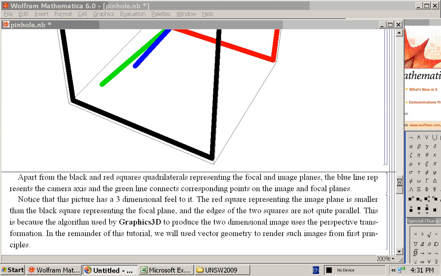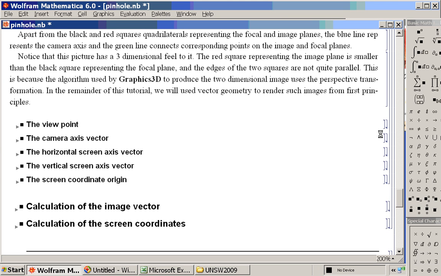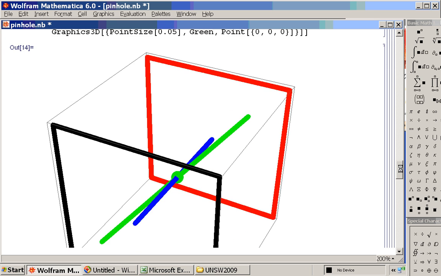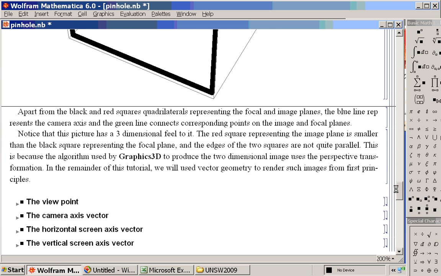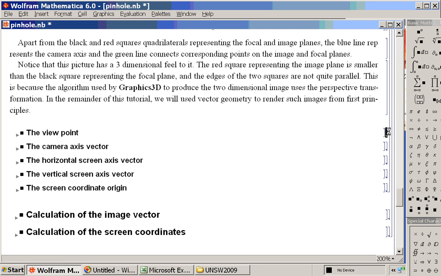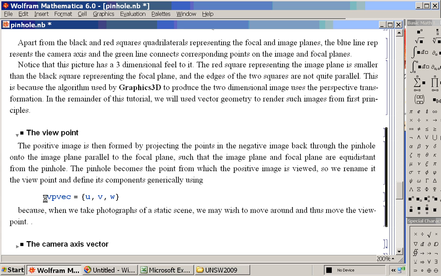Okay, so now we're back again, and we want to continue the story. Well, this pinhole is actually the place from which we view the image, or the positive image, so we're going to call that the viewpoint. I'm going to open that. And we're going to call that the viewpoint vector, and we're going to give it generic coordinates because we want to be able to move the camera around. That's when you take pictures, you move around to try and find the best place to view the object from.